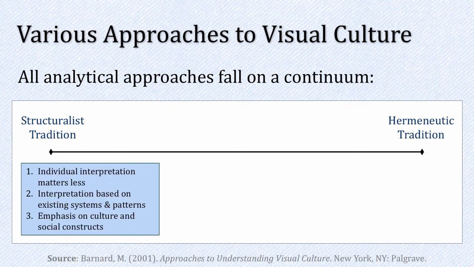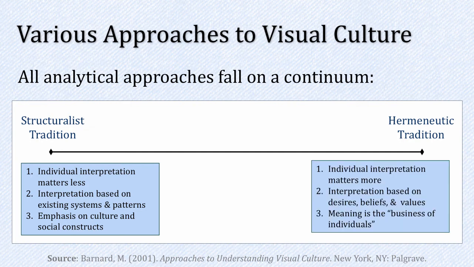On the one hand, we have the structuralist tradition. Analytical approaches from this tradition emphasize the importance of existing systems and patterns. Individual interpretation of, say, a picture doesn't really matter much in this tradition. What does matter, on the other hand, is one's ability to look at a picture and situate it within cultural and social constructs. In other words, an individual's unique perspective and interpretation doesn't matter as much. What does matter is how an artifact represents or fits into a given set of norms.